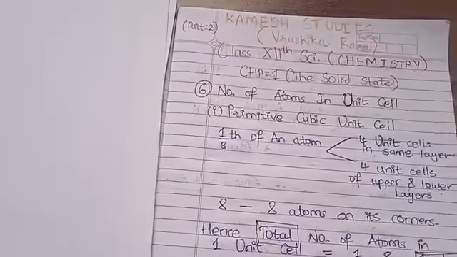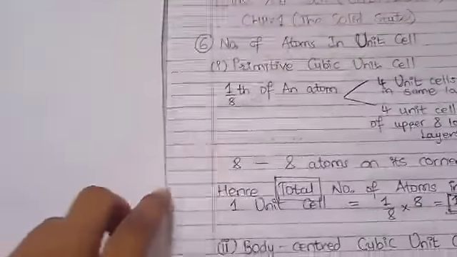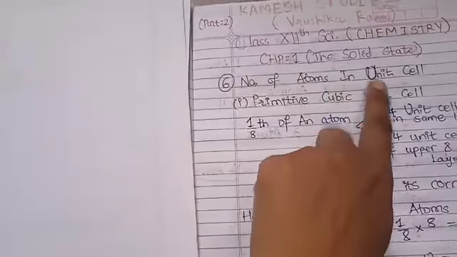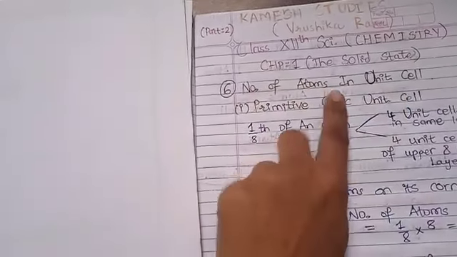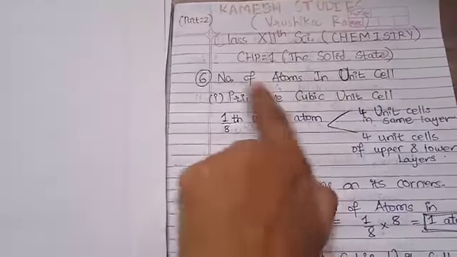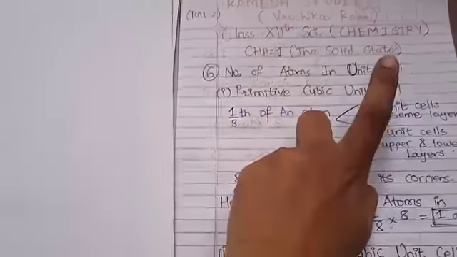So, today we are going to study chapter 1, Solid State, and we are going to move to our sixth topic, that is the number of atoms in a unit cell. Right, we have already seen what a unit cell is. Now we are going to see how many atoms it consists of. How many atoms does my unit cell consist of?